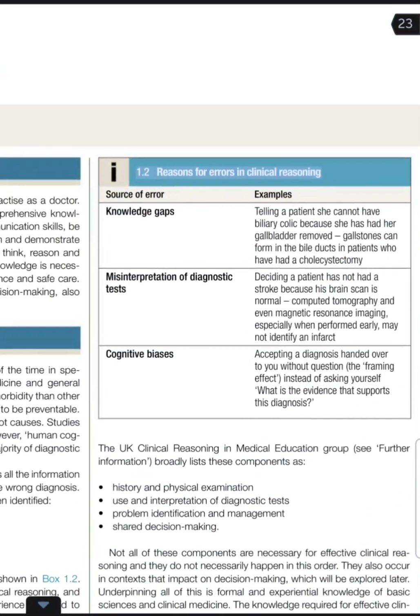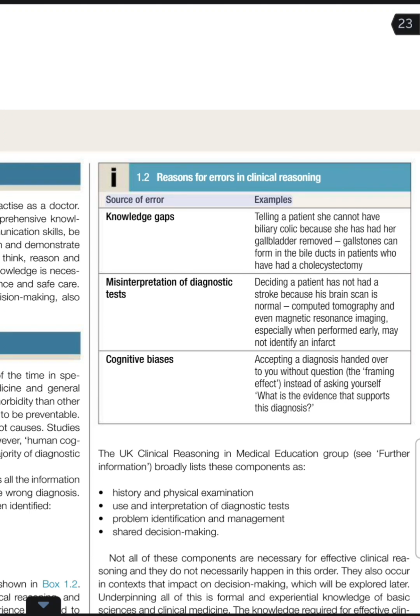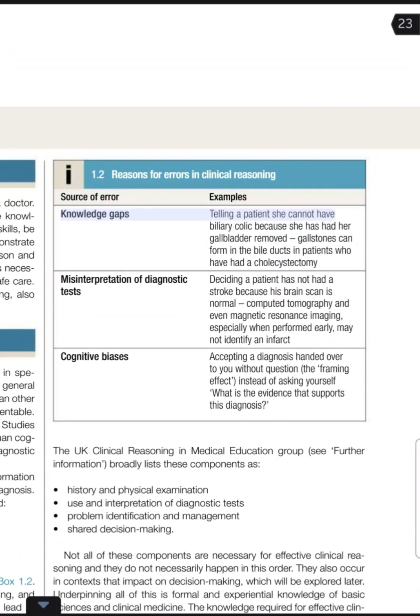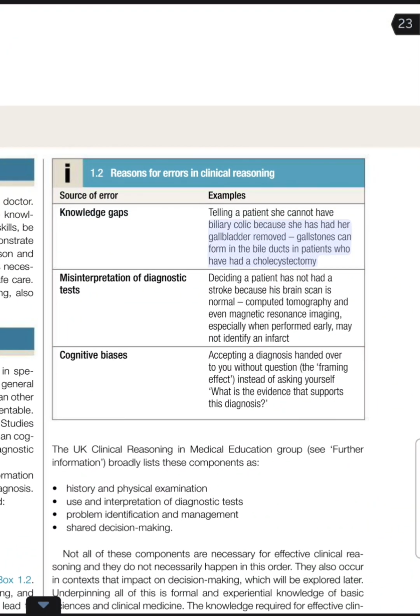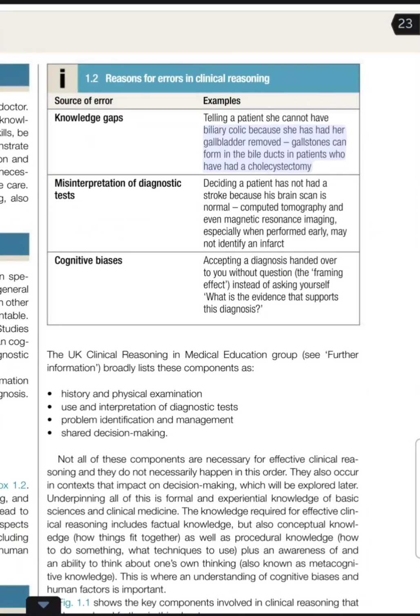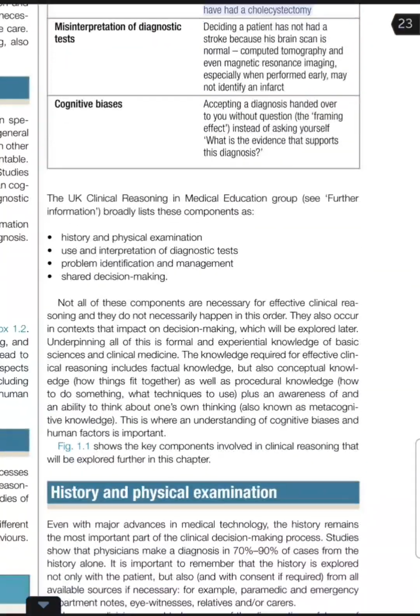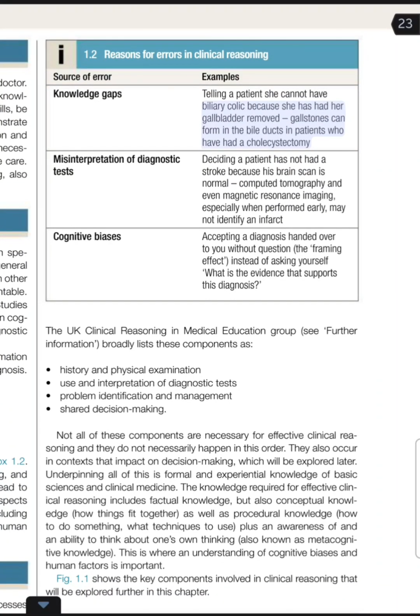1.2 Reasons for errors in clinical reasoning. Source of error examples. Knowledge gaps: telling a patient she cannot have biliary colic because she has had her gallbladder removed. Gallstones can form in the bile ducts in patients who have had a cholecystectomy.